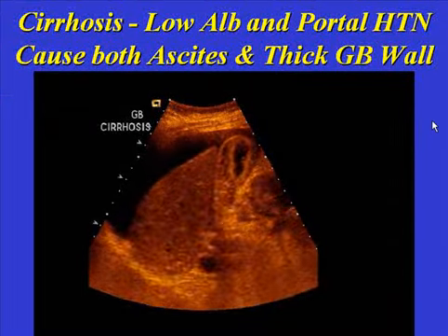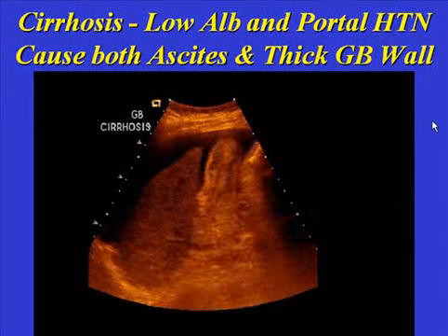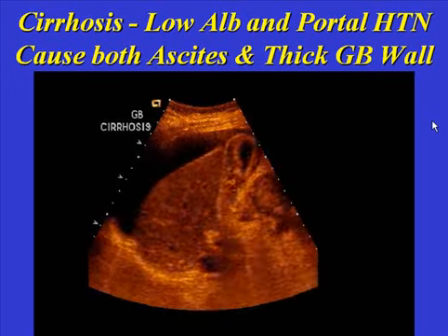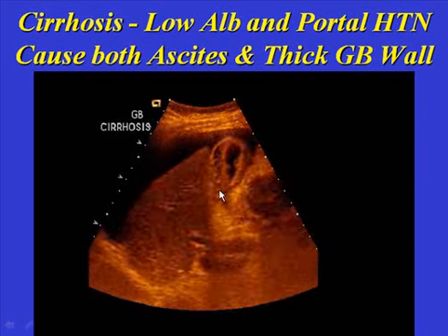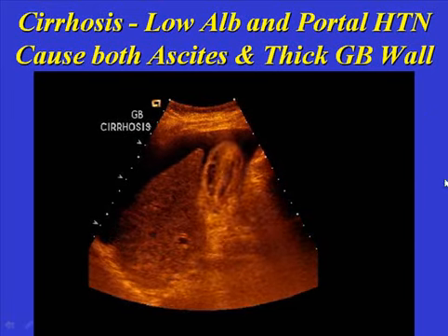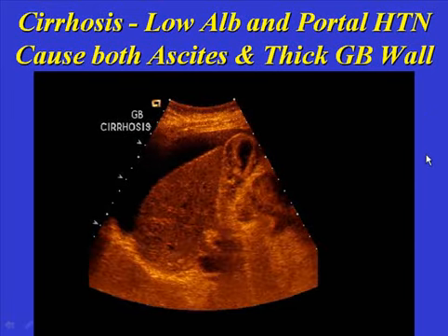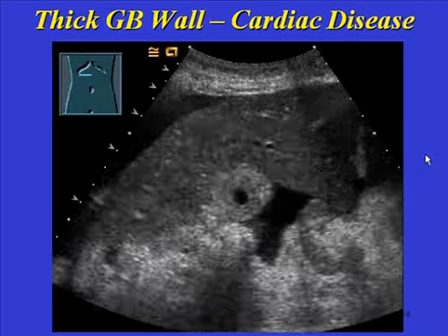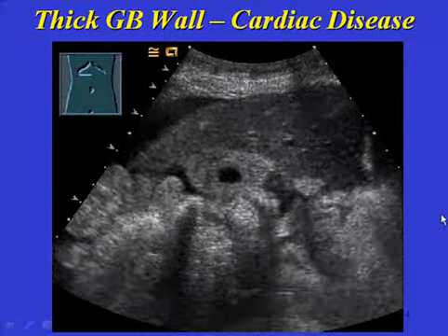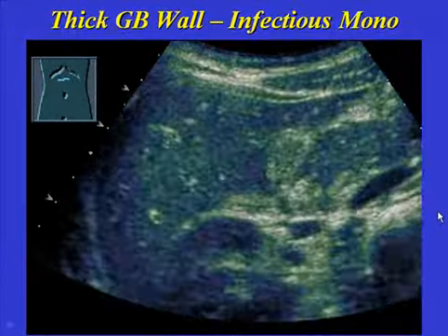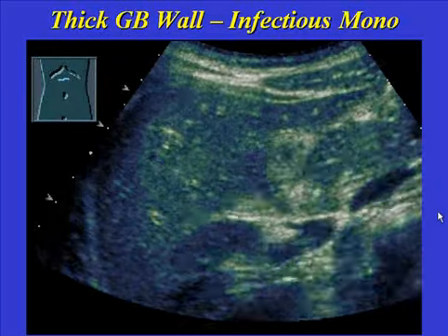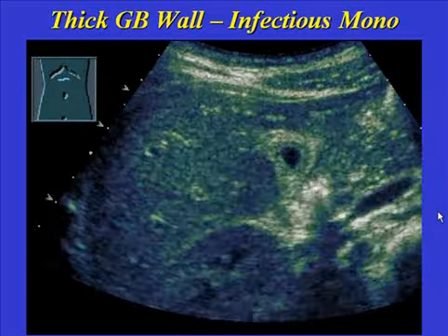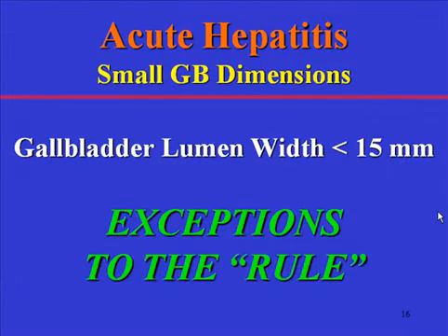There are other things, of course, that cause gallbladder wall thickening. Here's an example of a cirrhotic patient who has a low albumin and portal hypertension, and we see the ascites and the thickened gallbladder wall, both of which are caused by the cirrhosis. Here's another patient who has cardiac disease and a thickened gallbladder wall with a very small lumen. Here's a less usual cause of gallbladder wall thickening, and that's infectious mononucleosis. And there are other things that can do this too.